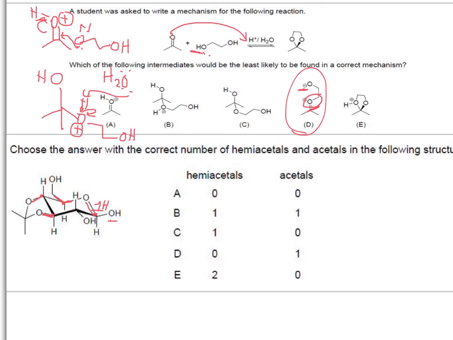So there's basically only one hemiacetal that is present in this structure in the ring part. And if you consider this carbon over here, that has an OR and an OR, so that's your one acetal. Your choice B is the most appropriate answer.